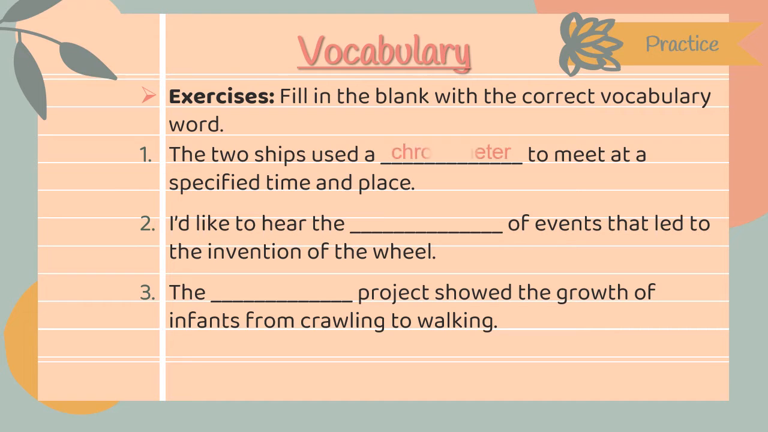Number 1, the two ships used a chronometer to meet at a specified time and place. Number 2, I'd like to hear the chronology of events that led to the invention of the wheel. And number 3, the chronobiology project showed the growth of infants from crawling to walking. How'd you do? Did you get them all? Hope so.